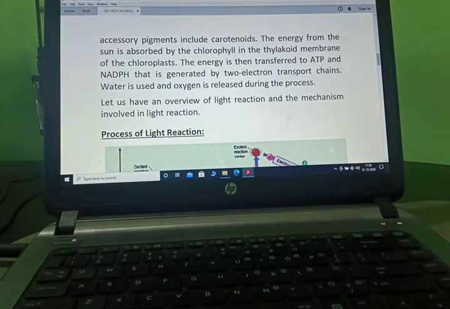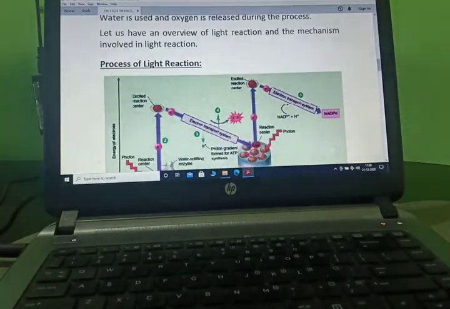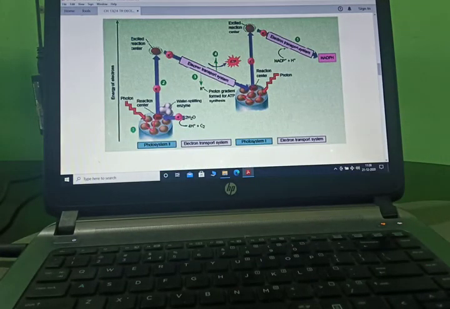The energy from the sun is absorbed by the chlorophyll in the thylakoid membrane of the chloroplast. The energy is then transferred to ATP and NADPH, that is generated by two electron transport chains. Water is used and oxygen is released during this process. Let us have an overview of light reaction and the mechanism involved in light reaction.